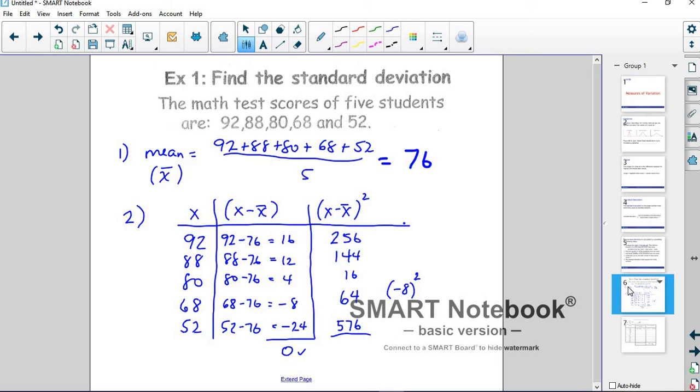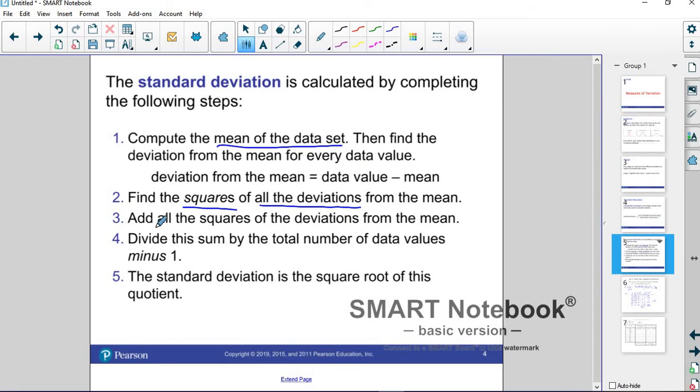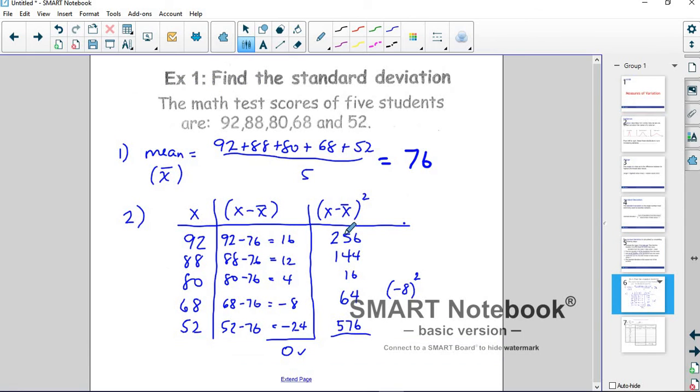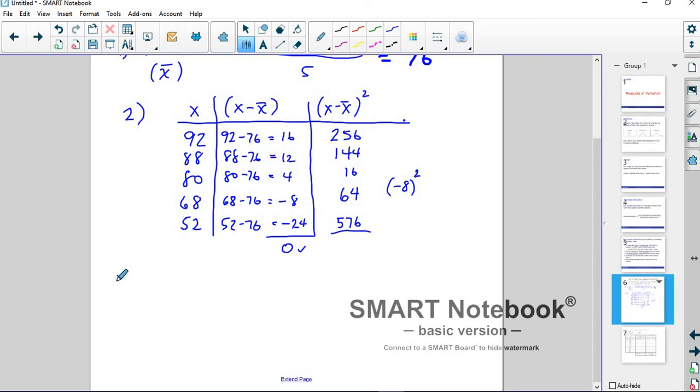576, okay? So step 2 is to take these deviations, find these deviations from the mean. Positive or negative, doesn't matter, but then when you square them, you get all positive numbers, okay? Step 3, add them all up. Well, that's simple enough. I'm going to take 256, 144, and so on. All right, so we add them all up.